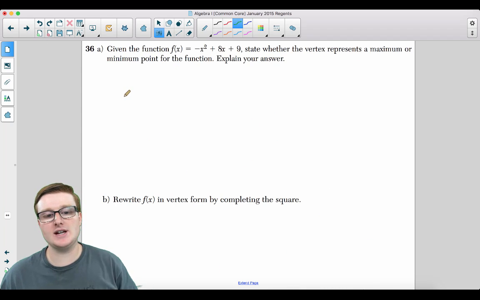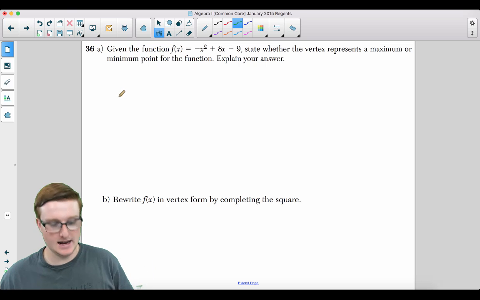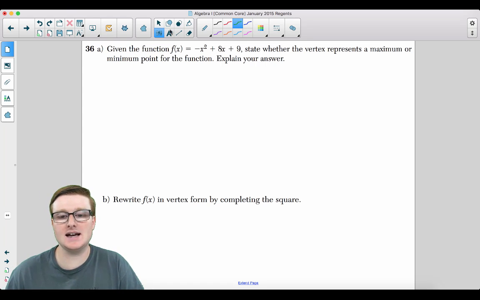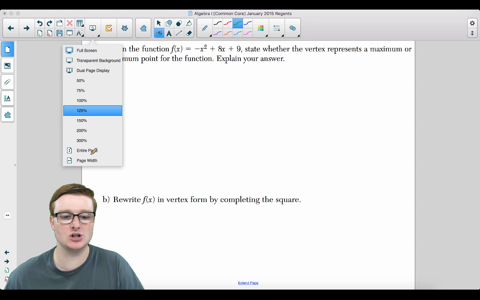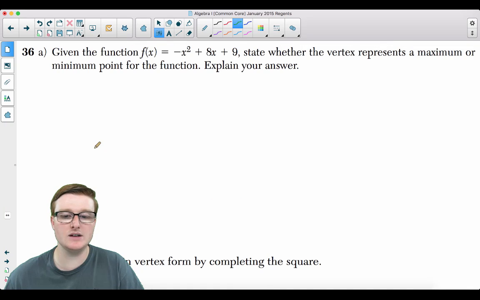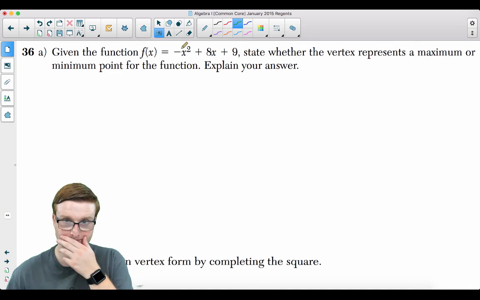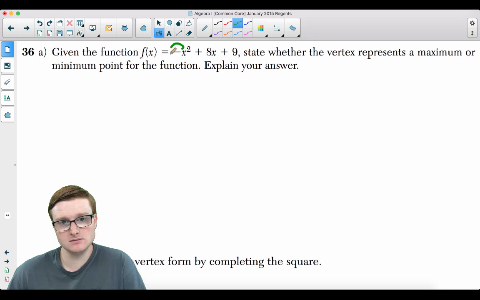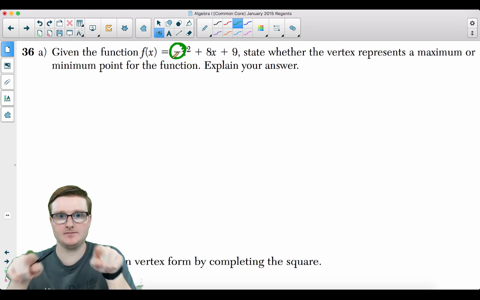All right, given the function f of x is equal to -x squared plus 8x plus 9, state whether the vertex represents a maximum or minimum point for the function. Explain your answer. You honestly do not even have to graph this. I'll tell you why. If you know that the quadratic has a negative leading coefficient, the curve is shaped downward.